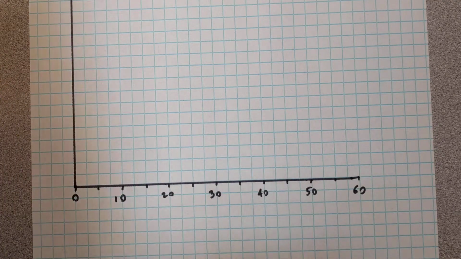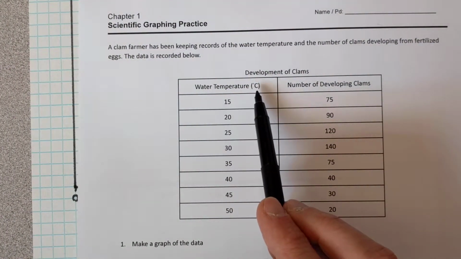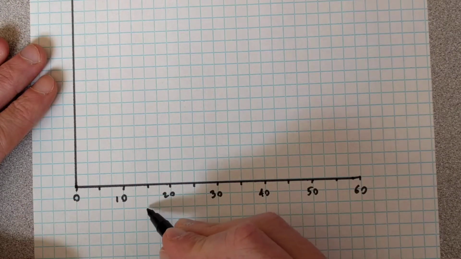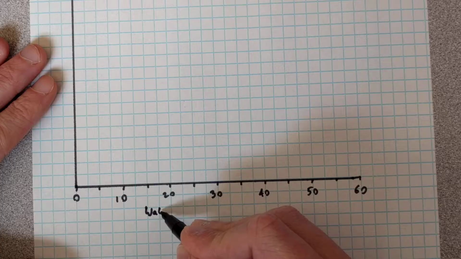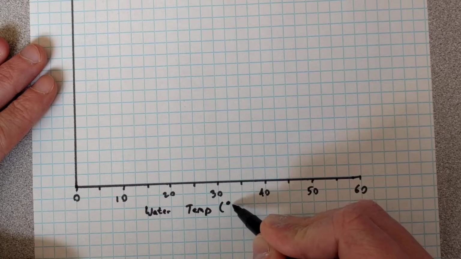Okay? We now need to write down and label our x-axis. And when we label the x-axis, we can simply use water temperature, but we have to make sure that we also include our units, degrees Celsius. So in the bottom here, I'm going to write down water temperature in degrees Celsius.